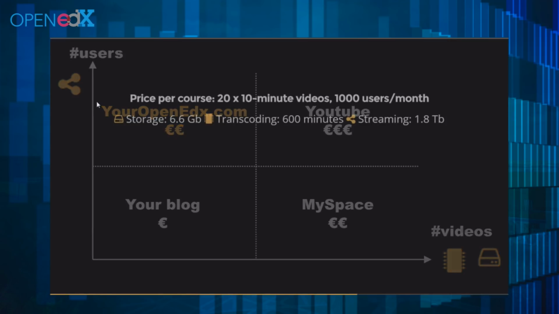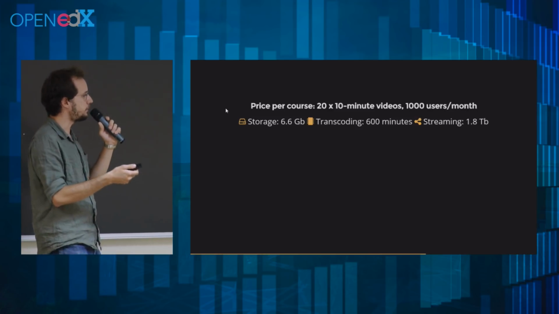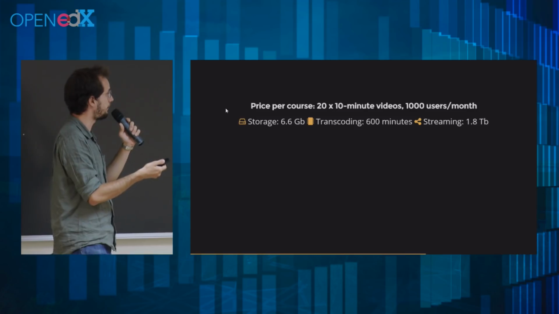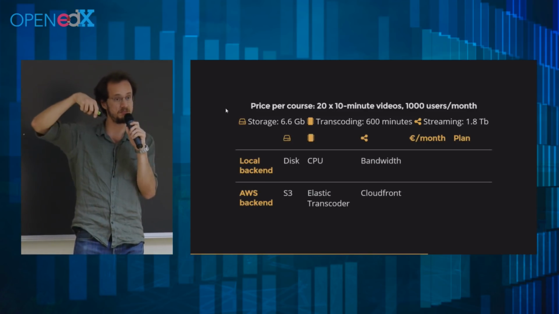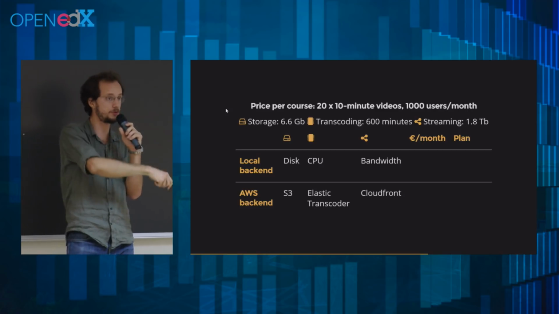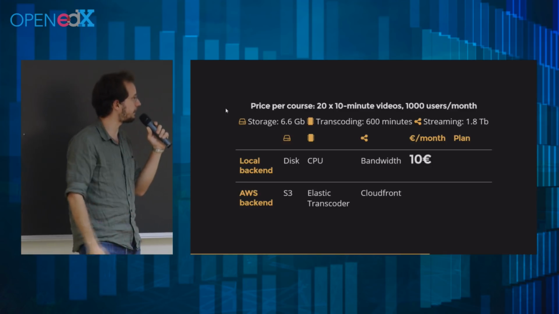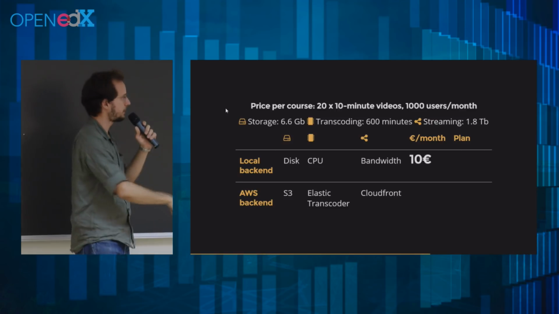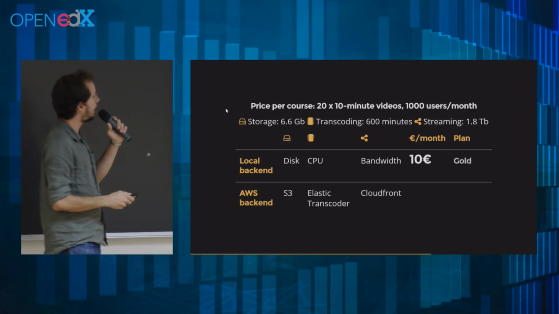Let's break this down into numbers. Let's say you have a course with 20 videos, 10 minutes each. You have 1,000 users that view all the videos every month. This is an assumption. And then how much is this going to cost? You can use two different backends, let's say. You can store everything on your own servers. This is what I call the local backend. So I did the math. It costs about 10 euros per month. You will have all the slides on GitHub afterwards. So the 10 euros is per month per 1,000 users. I call that the gold plan.